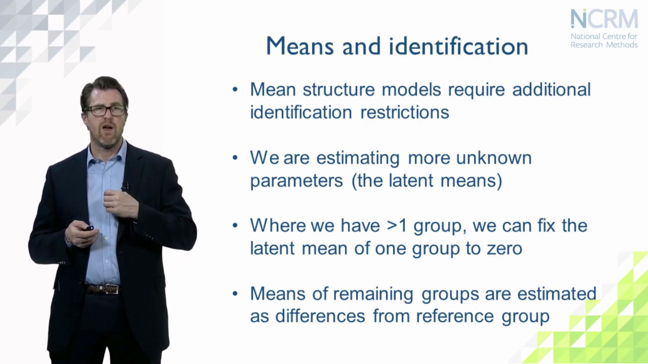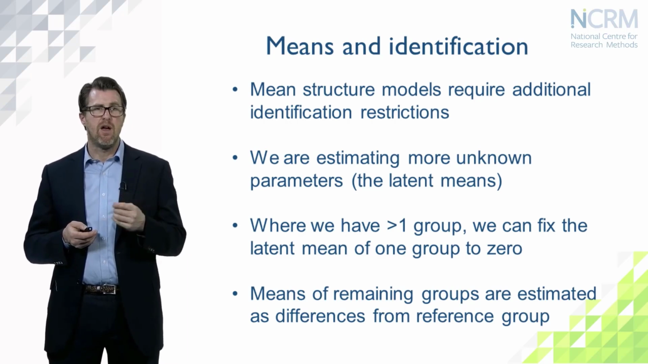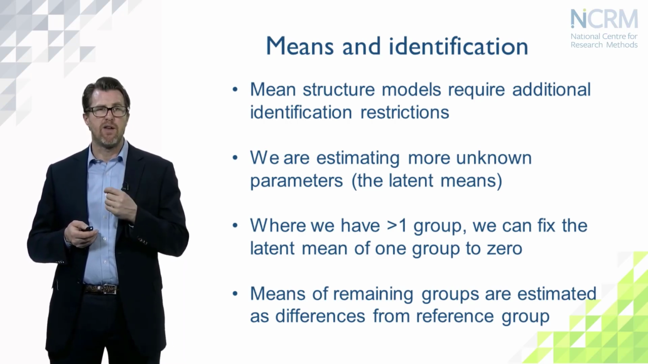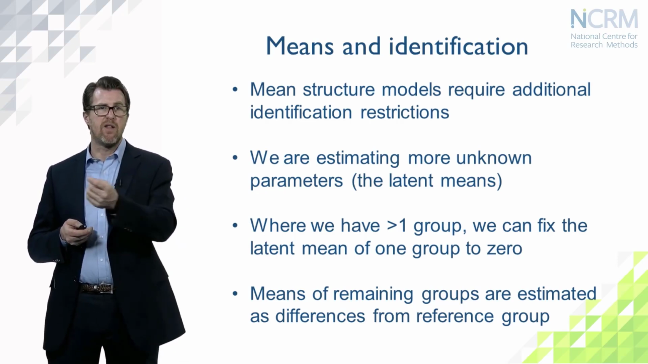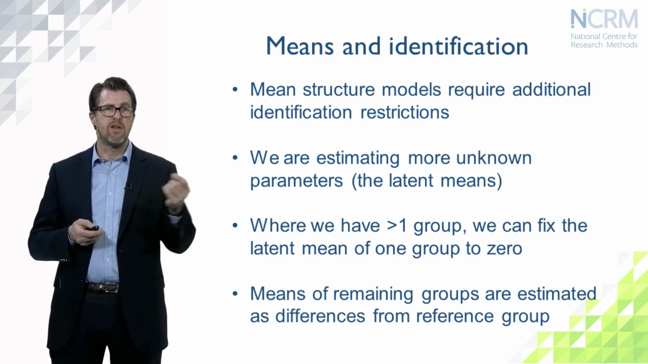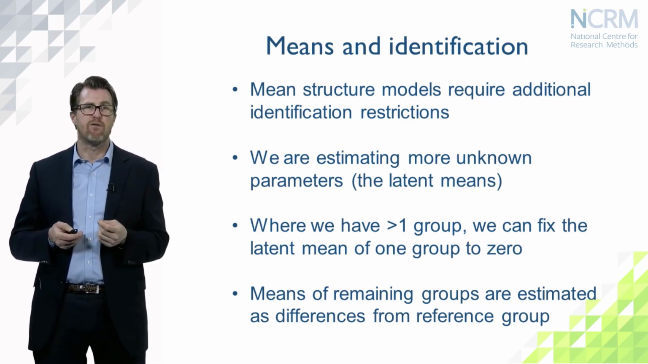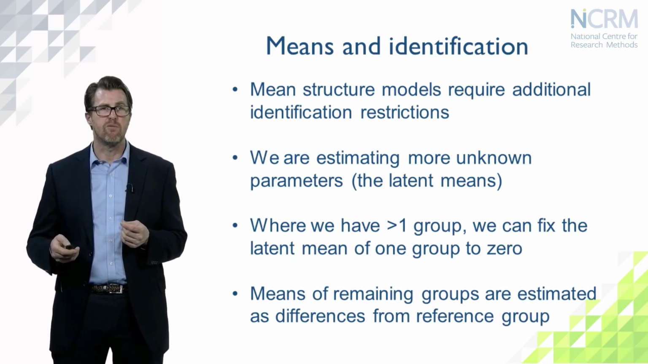So with mean models in CFA, one of the groups always has to have a restriction that their mean value is 0, then the other groups are interpreted in terms of differences from that reference group.